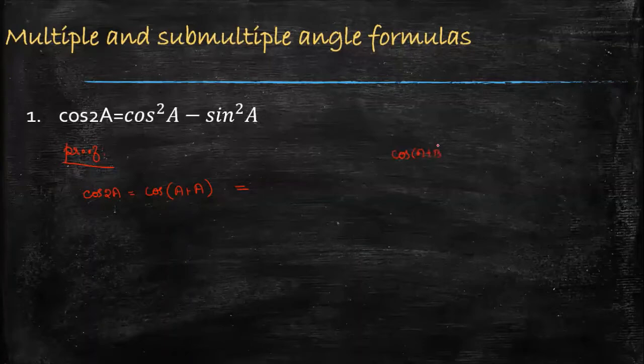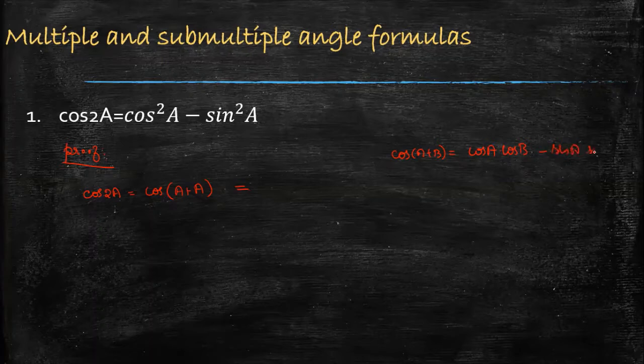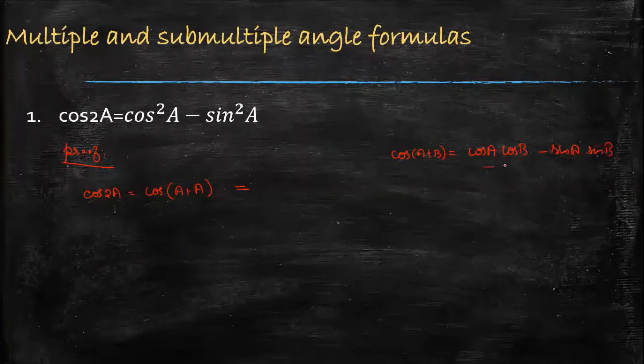See, here I am writing the formula. Cos A plus B is cos of first angle into cos of second angle minus sin of first angle into sin of second angle. I should apply this formula here. Here the first angle is A and the second angle is also A. So we must expand in the same way: cos of first angle into cos of second angle minus sin of first angle into sin of second angle. See, I have used this formula here.